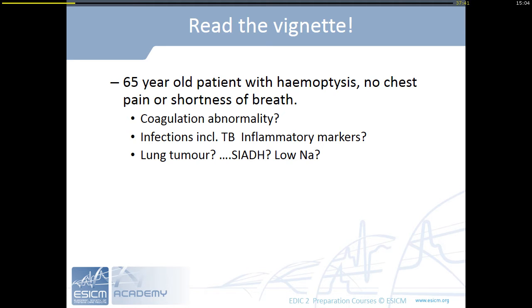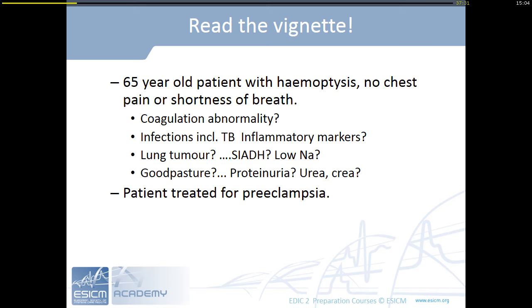SIADH. How is his sodium? And by the way, what is his kidney function? Because in case there is a derangement in kidney function, it could be a good pasture. So this is kind of the way you should treat the vignette.